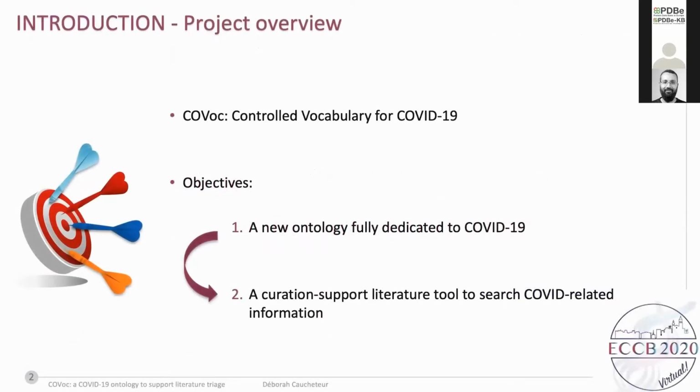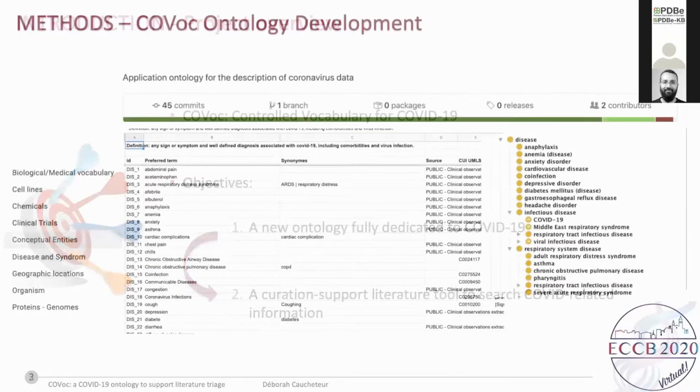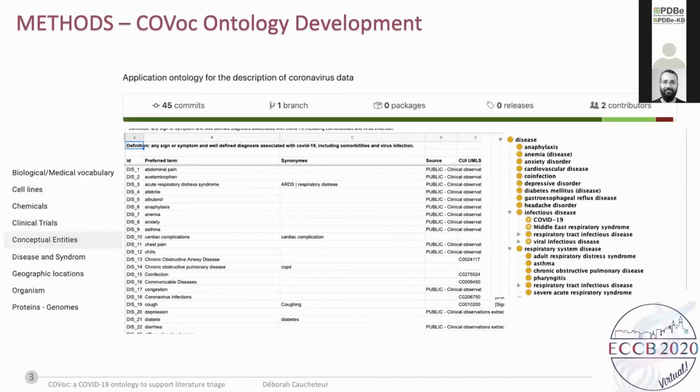The COVOC project started in March 2020 in response to the pandemic crisis, and our objectives were the creation of a new ontology fully dedicated to COVID-19, and secondly, the conception of a curation support literature tool for researchers interested in COVID-related information. We started with the creation of a large Google spreadsheet, split into 9 axes, where we added many terms related to COVID-19, and then we decided to share this file with the scientific community to expand our vocabulary.